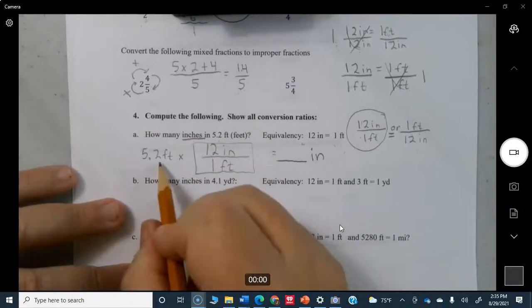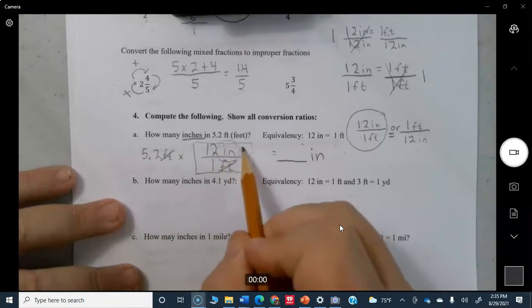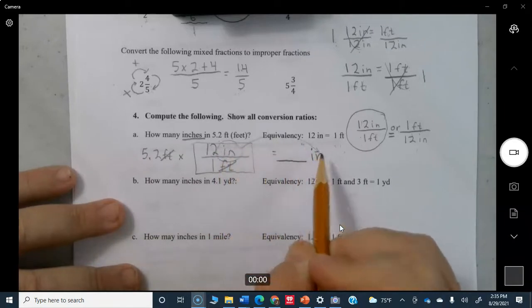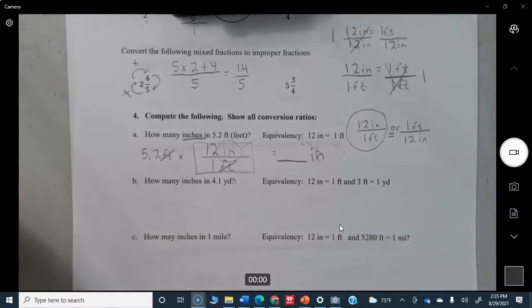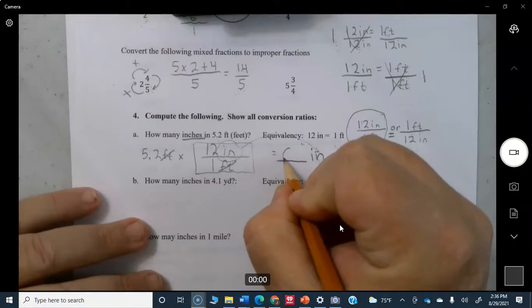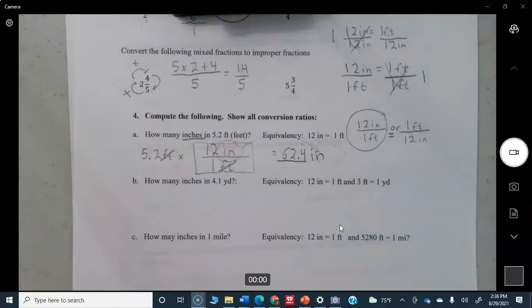So what we have is feet on the top canceling with feet on the bottom. The only unit left, the last man standing, is this one, and so that's the unit that would be in your answer, and that's what you want. That's what you said you were looking for. So you take care of the units first, and then you go back and do the math. So now what we have is 5.2 times 12 divided by 1, which of course you don't really have to do the divided by 1, and that gives you 62.4. All right, that's how you do these.